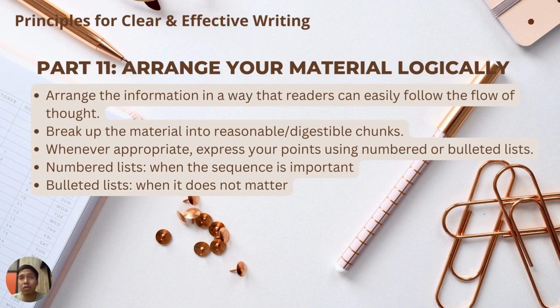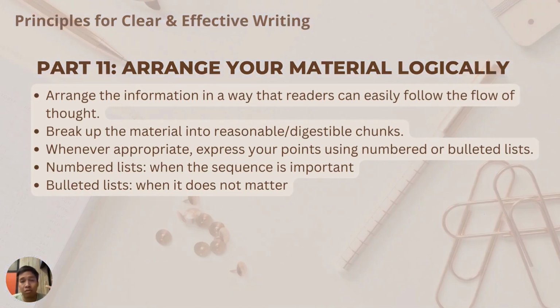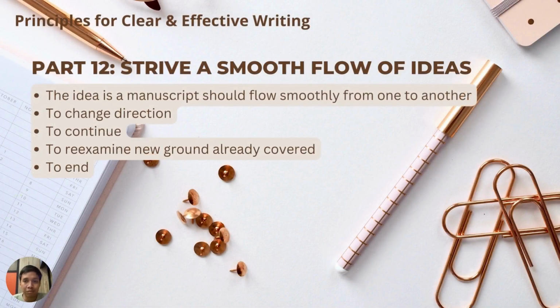So some of the things that we could do is that we break up the material into reasonable or digestible chunks. Whenever appropriate, we express our points using numbered or bulleted lists. Numbered list if sequence is important, bullet list if sequence is not important. All right. Next, we strive a smooth flow of ideas. Smooth flow meaning one thing connects to the other smoothly. The idea is that a manuscript should flow smoothly from one to another.